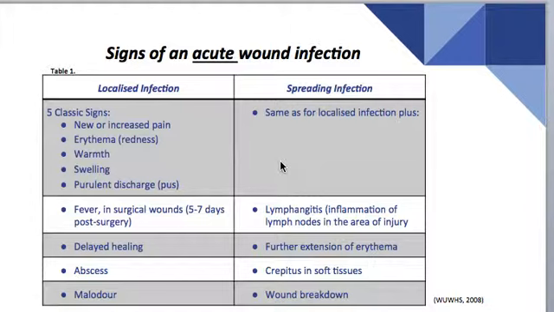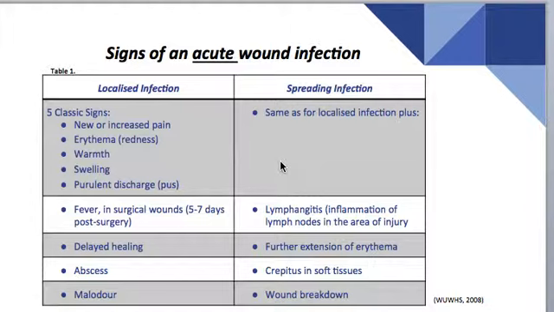Acute wounds are things such as surgical or trauma wounds, or even wounds that have arisen from bites or burns. If the infection is localized, the patient may experience symptoms such as the classic signs: new or increasing pain, erythema, local warmth, swelling, or purulent discharge. Fever is also most commonly seen in surgical wounds, typically 5 to 7 days post-surgery. Delayed healing, abscess, or malodor.